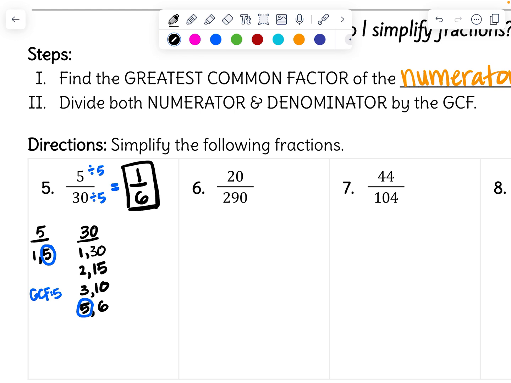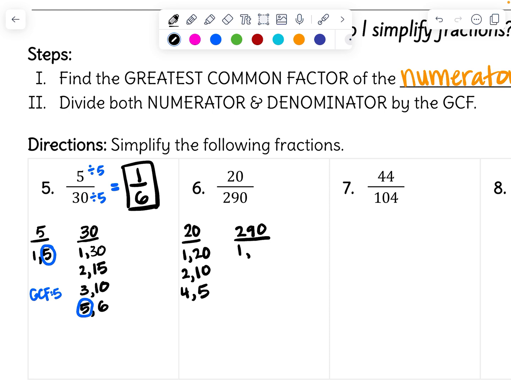Number 6, we have 20 over 290. So the factors of 20 are 1 and 20, 2 and 10, 3 is not a factor, 4 and 5. For 290, don't get overwhelmed by the high number. All you're doing is dividing numbers in order until you can't find any more factors.